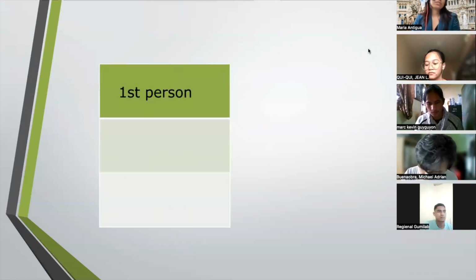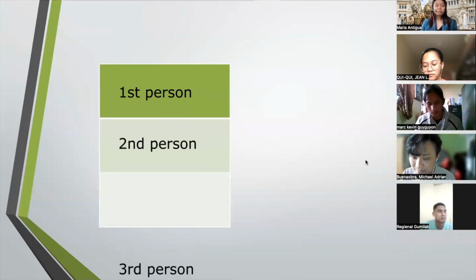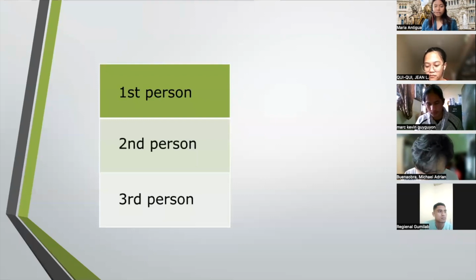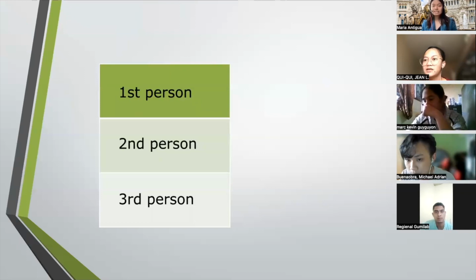In English, just a quick recall of our grade school and high school grammar classes. It's classified into three: first person, second person, and third person. Now, what is this first person? First person pronouns. What is the function of first person? Yes. Okay. This is now I.